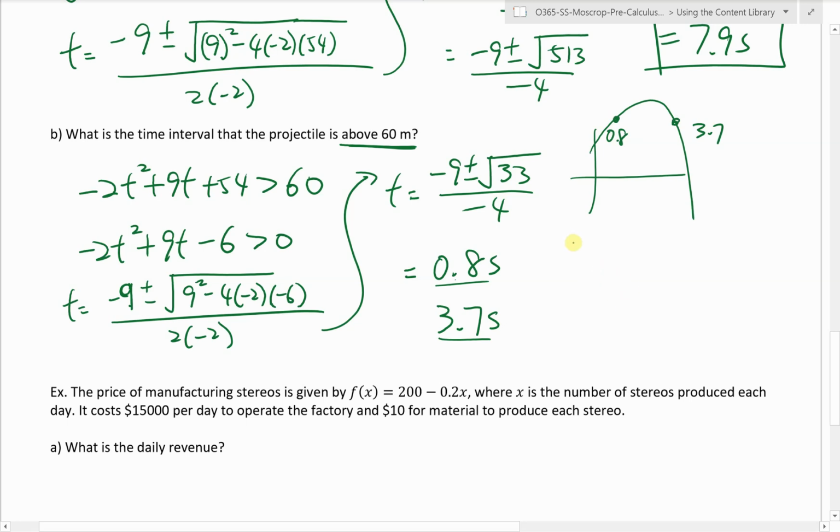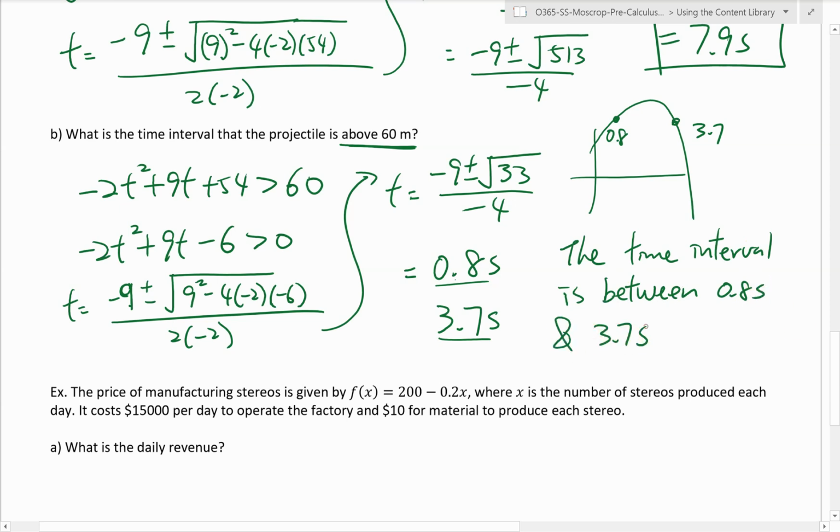I probably should write it in words actually. The time interval is in between 0.8 seconds, not meters, 0.8 seconds and 3.7 seconds. Okay, so that will be the answer. Okay, so you need to think about the motion, I suppose, so then you can see it's definitely in between those two times. Okay, so this is above 60 meters.